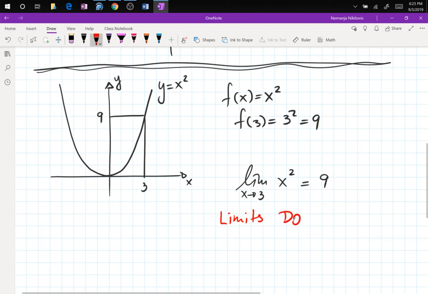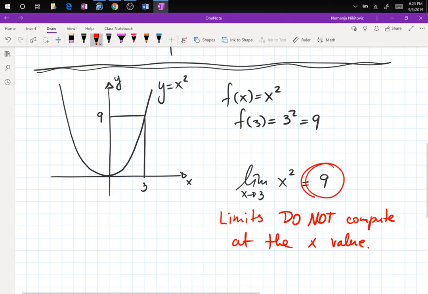Limits do not compute at the x value. You are not computing this 9 by plugging in 3 and saying 3 squared is 9. You go, huh? Yeah. What we use is what we call a one-sided approach.